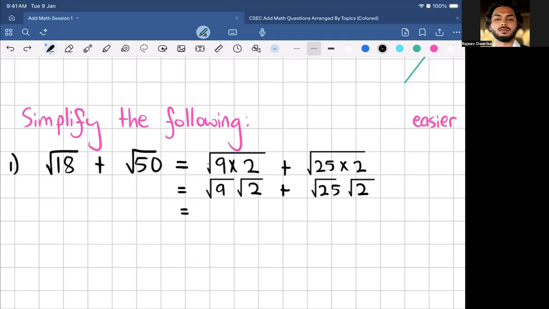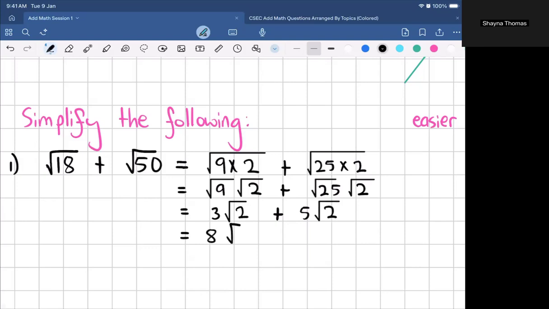So Shina, what is the square root of 9? What's the answer for that? Square root of 9, 3, we know that. So you can just write 3. You're going to write 3 root 2. And what is the square root of 25? 5. So how many root 2s do we have altogether? We have 3 and we have 5 altogether. We have 8.